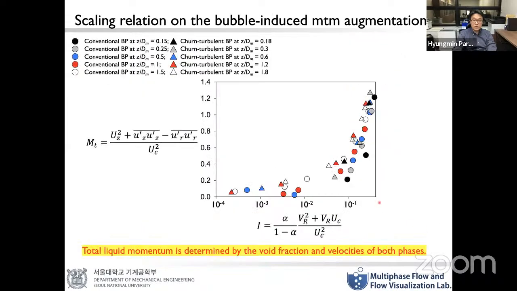And I'm going to show the same graph that I have shown earlier. As you can see here, each symbol was obtained for a different type of bubble plume, conventional bubble plume and turbulent bubble plume, and measured at different vertical positions, and they all have very nice correlation with each other. So the total liquid momentum on the vertical axis is determined by alpha and the velocities of both phases, which makes the parameter I.